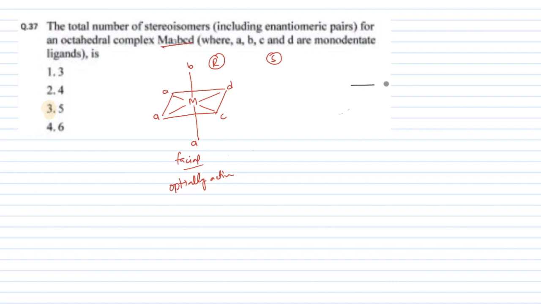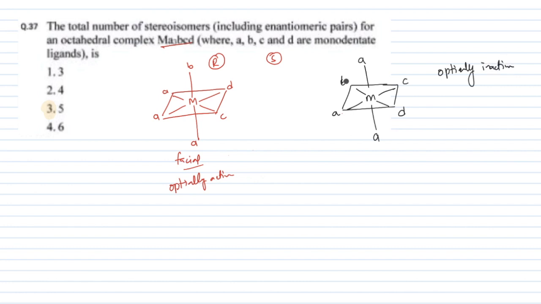The meridional one will be drawn like this, where you will have the metal at the center, and you don't have to put all the A on the same plane. I prefer doing it this way: I keep two of them on the axial line and the others like this, so B, C and D. Now this is optically inactive.